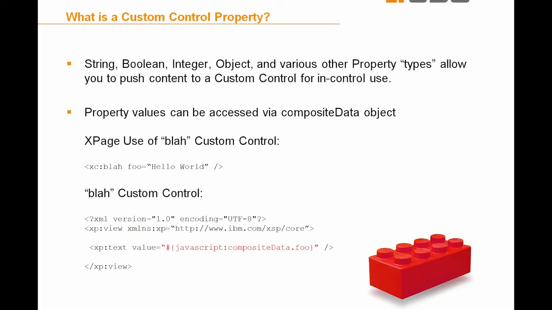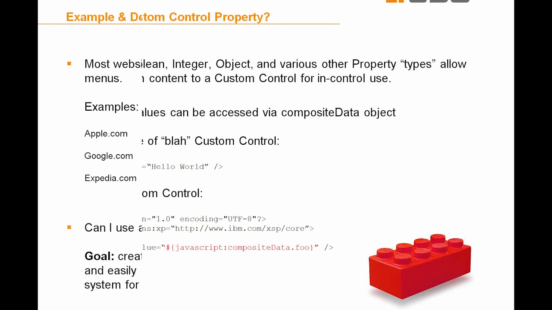So what's a custom control property? It takes the shape of a string, Boolean, integer, object, or pretty much any other type of value, and you create a property on a custom control for in-control use. They can be accessed within the control via the composite data object. So for example, on screen now you can see the block custom control. I pass it a property of foo, which equals hello world. The block custom control uses that in a core text control, and it simply uses the JavaScript prefix compositeData.foo. So that custom control would simply report hello world back as a computed field or computed text.